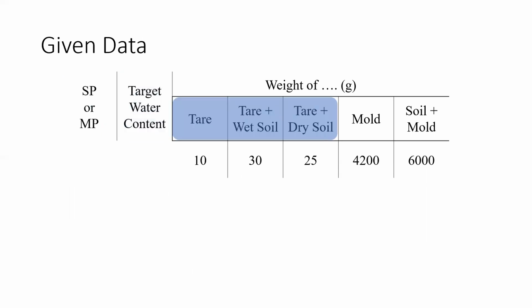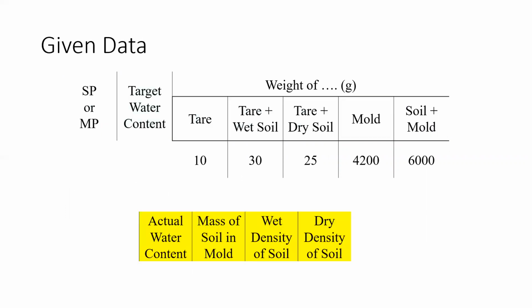The first three weights or masses are for water content calculations, and the last two are for density calculations. Because the lab was conducted using a standard compaction mold, we can assume the volume to be 1/30th of a cubic foot. We will need to calculate the actual water content, mass of the soil in the mold, and both wet and dry densities.